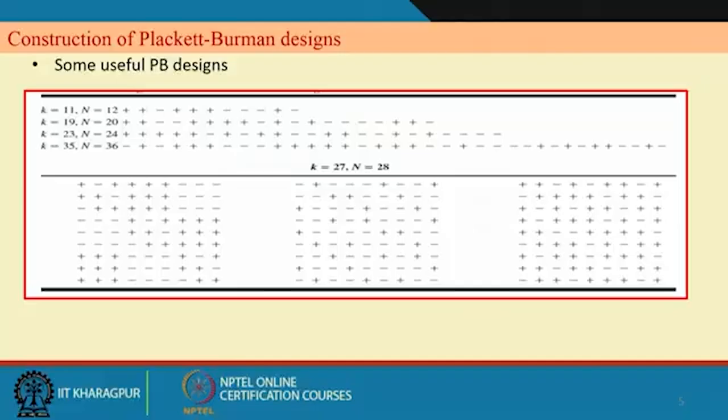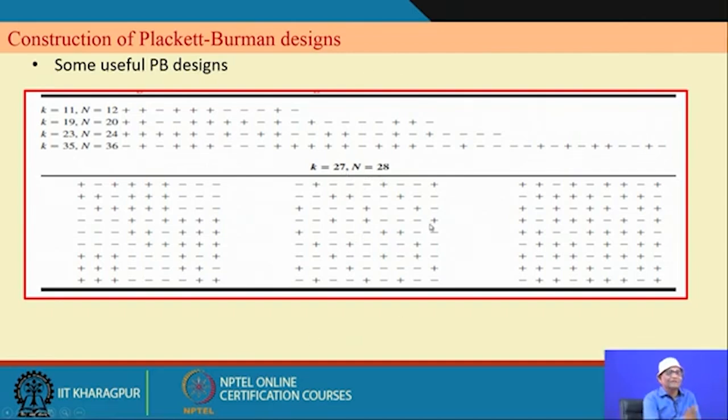So, all those things make this PB design very popular. Another one is that in this case it is not a 2 to the power type of experimental runs, it is other than that 2 to the power case. So, let us see some useful designs given by PB, that for k equal to 11 you require 12 experiments to be run, and the first trial is given like this. You use it to find out the second, third, fourth, like this, there will be 12 trials. And then k equal to 19, k equal to 23, k equal to 35 and k equal to 27. So, these are the starting points given.